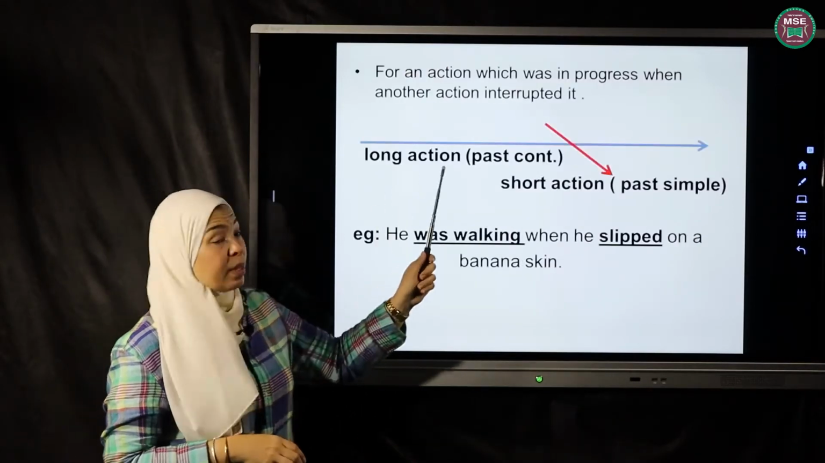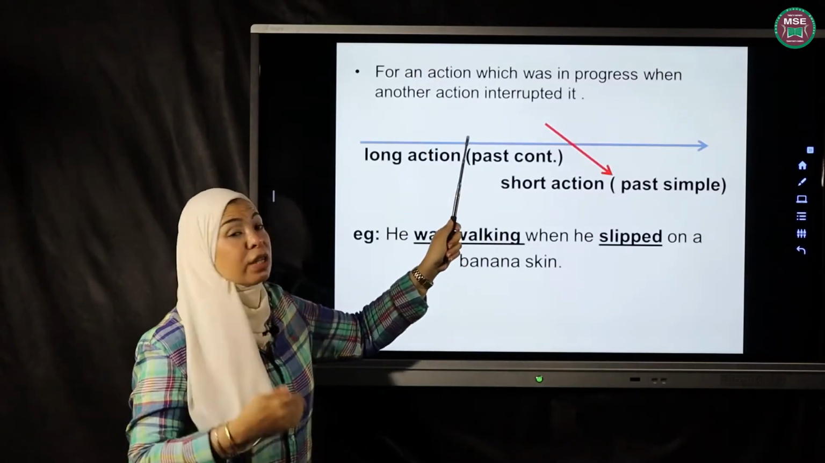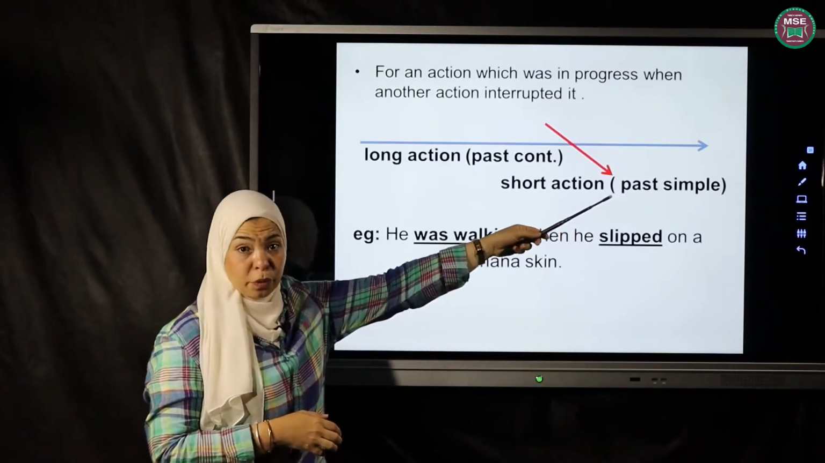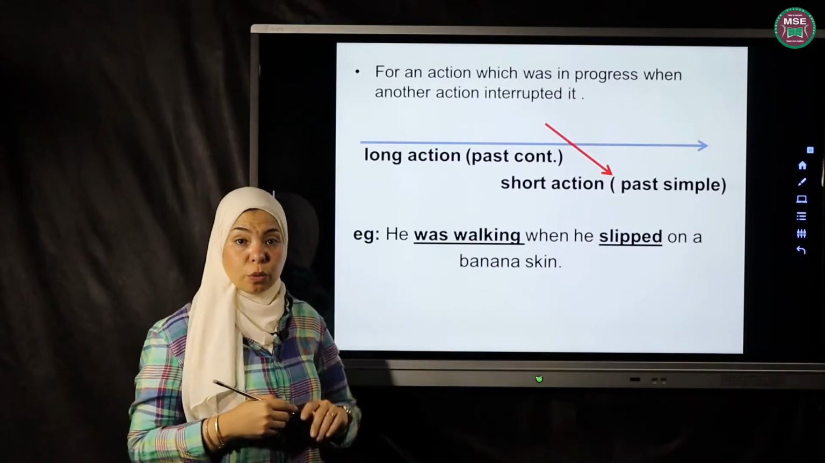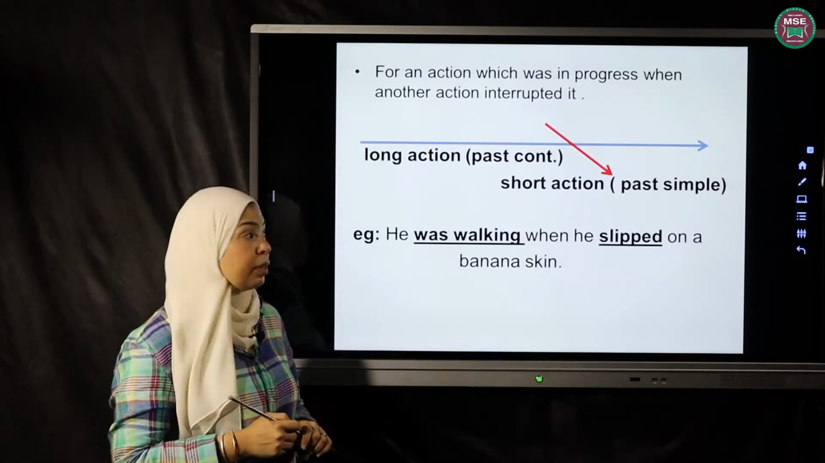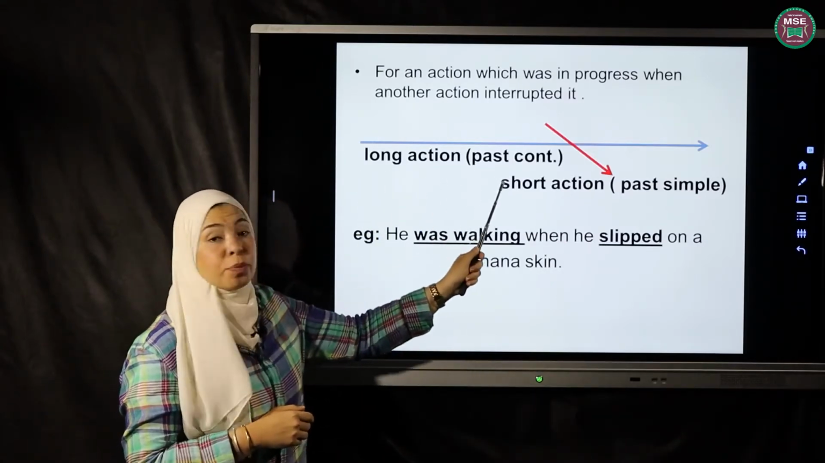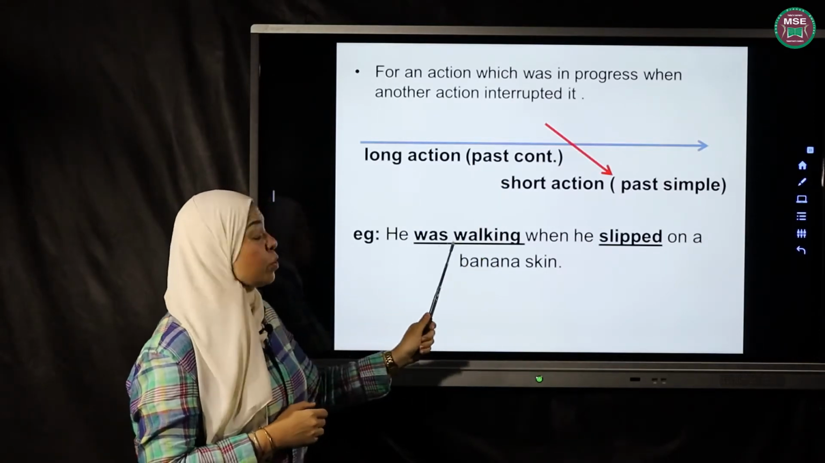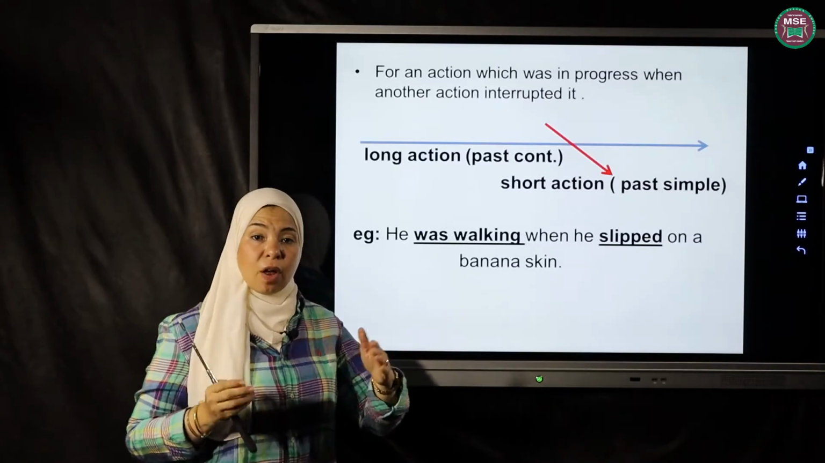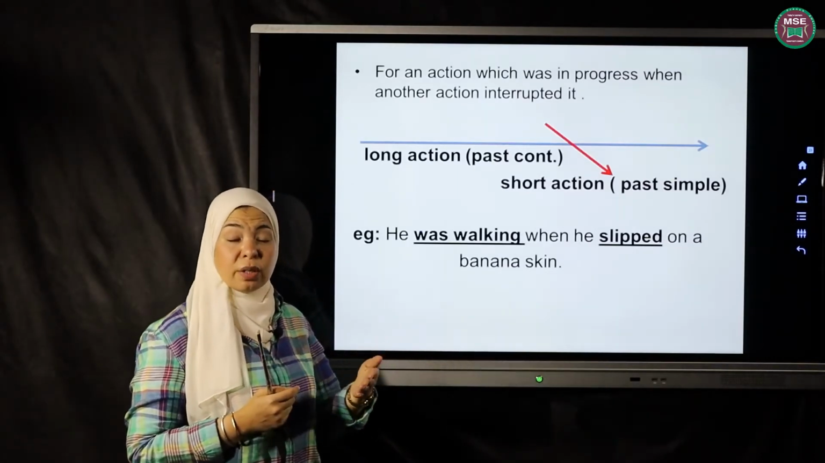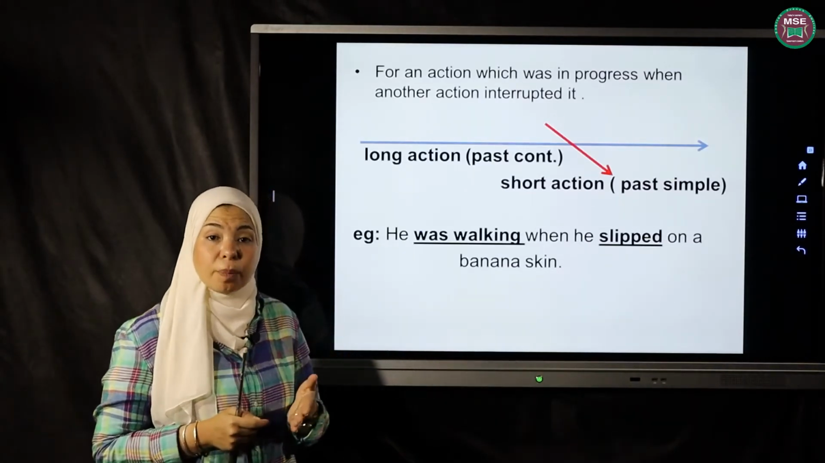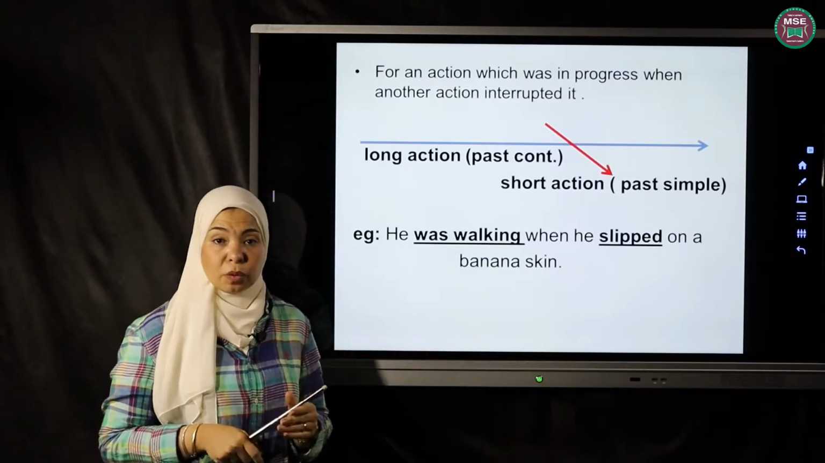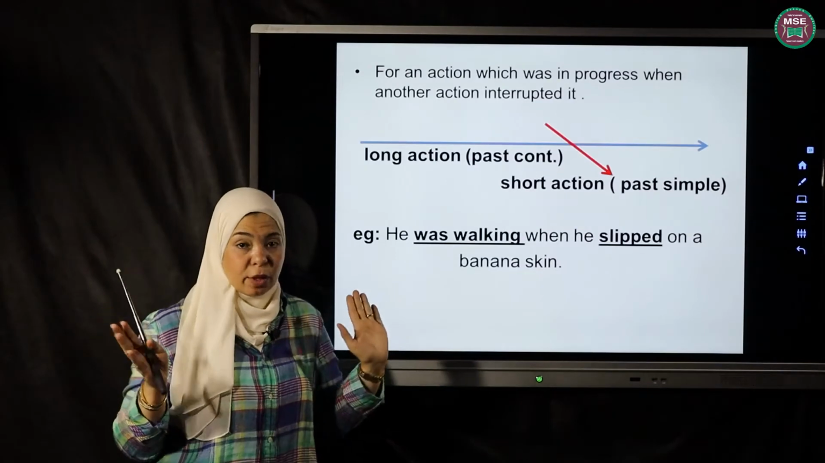For an action which was in progress when another action interrupted it. This blue arrow refers to the long action. We put the long action in the past continuous. As you see, the long action should be in the past continuous form. He was walking, this is the long action. Then another action interrupted this long action and stopped it. When he slipped on a banana skin, he slipped. Of course, once he slipped, he will stop walking.